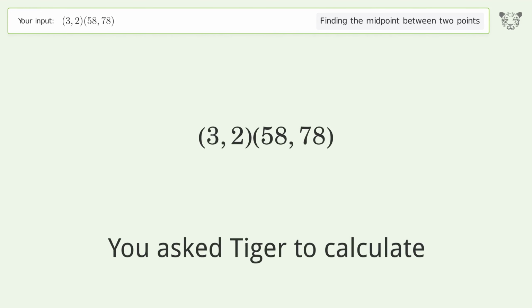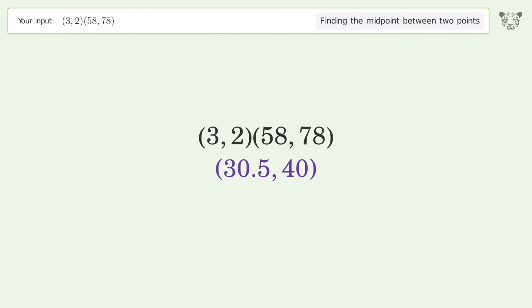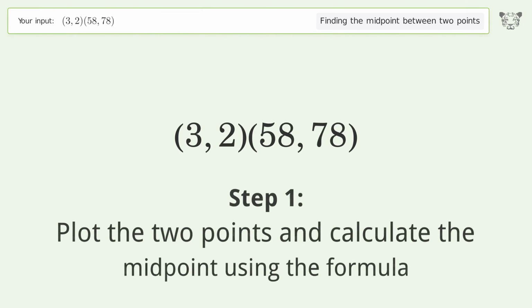You ask Tiger to calculate. This deals with finding the midpoint between 2 points. The midpoint between the 2 points is 30.5, 40. Let's solve it step by step. Plot the 2 points and calculate the midpoint using the formula.